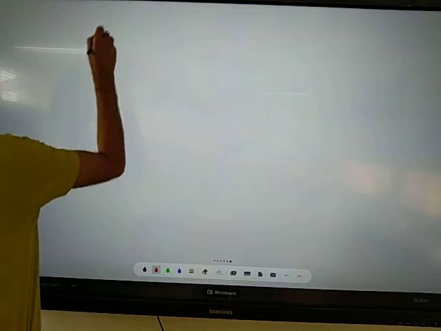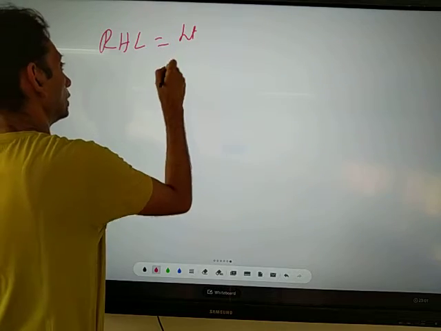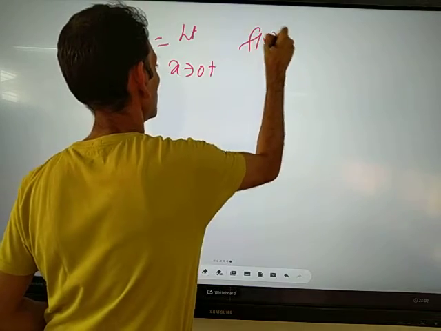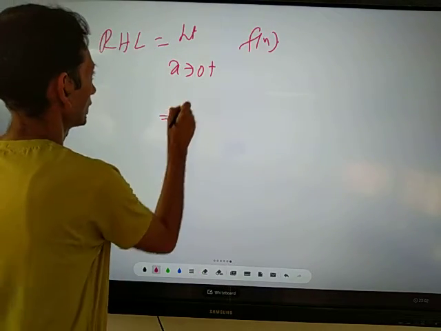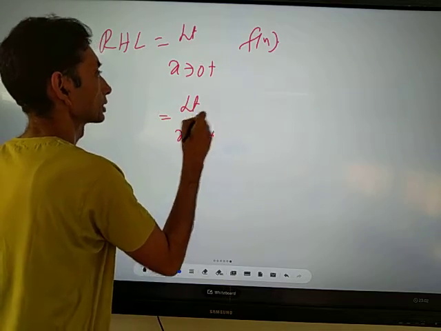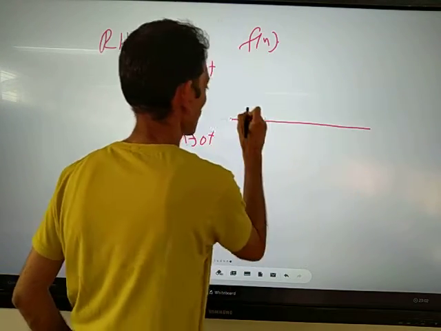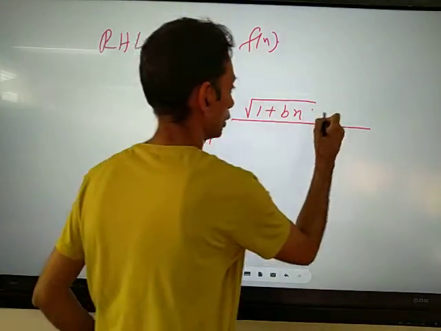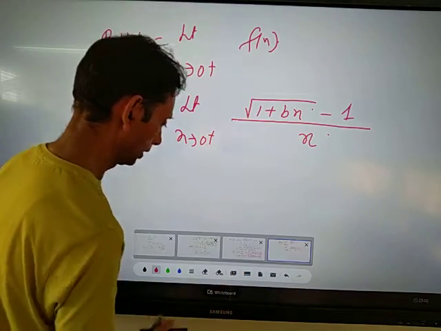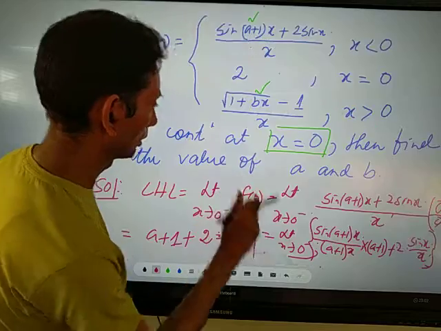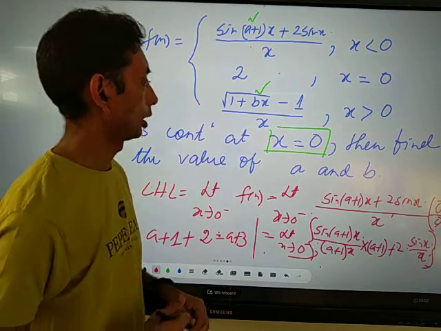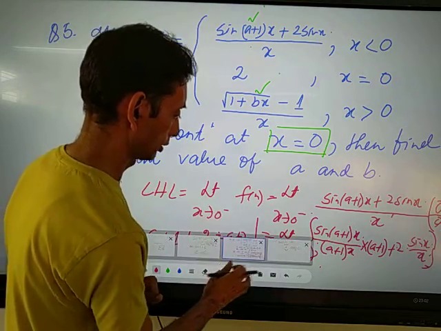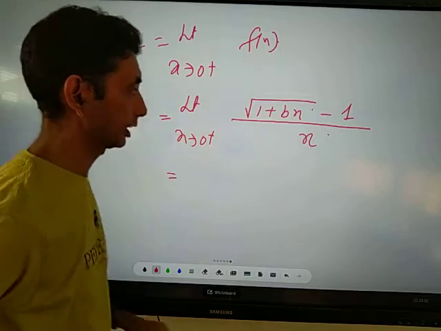Okay, right hand limit. Limit x approaches 0 plus. What is the value of f x? f x is 1 plus root 1 plus bx minus 1 upon x. Okay, so let's check the steps. Yes, root 1 plus bx minus 1 by x for x greater than 0. Now let's check the steps.